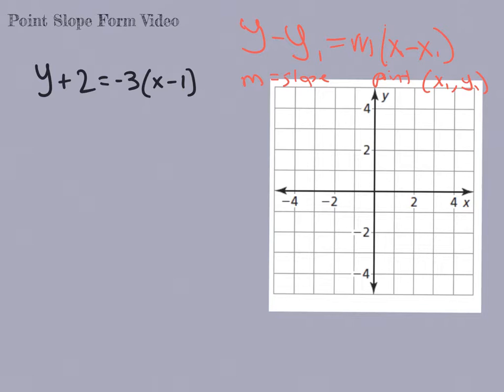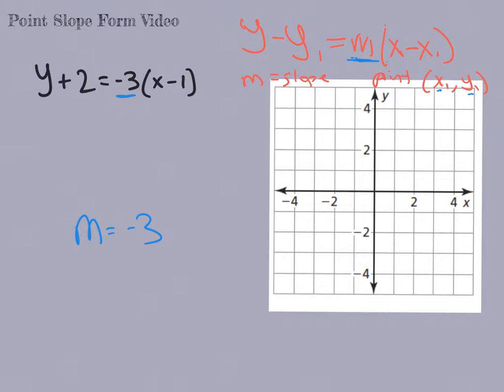So let's look here. The slope is the easy thing to find. It's the number that's multiplied in front of the parentheses there. So it's negative 3. So I know I'm going to have a slope, m equals negative 3. The point, what I have to do is look on the x side and the y side and try to figure out what the x1 and the y1 values would be.